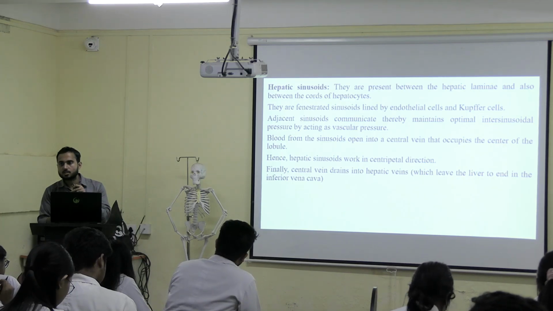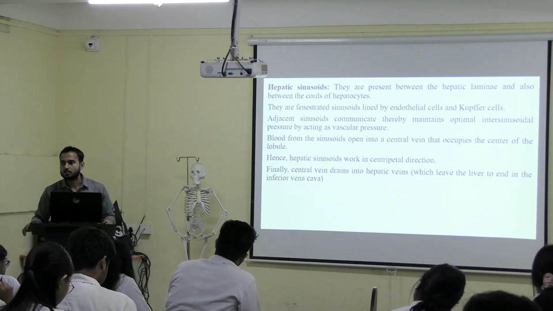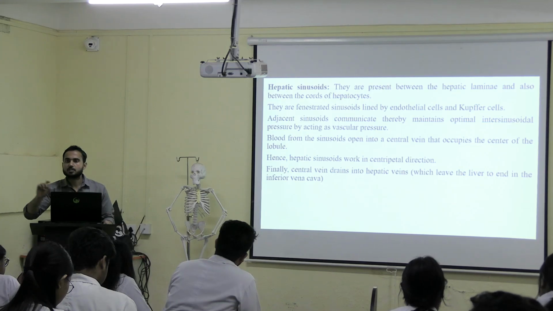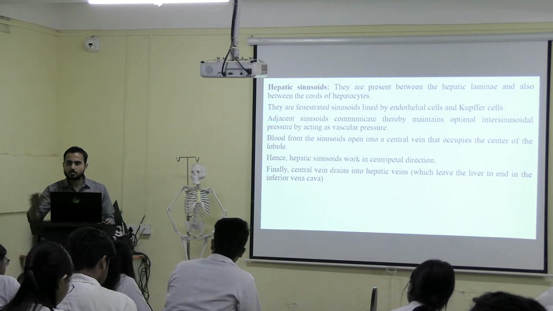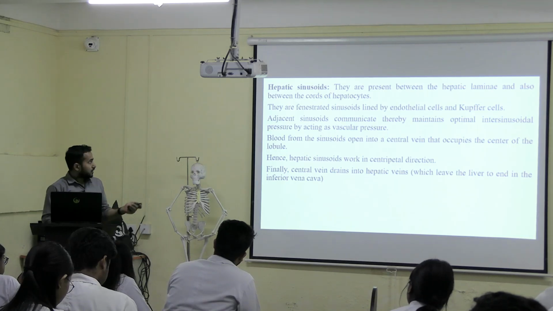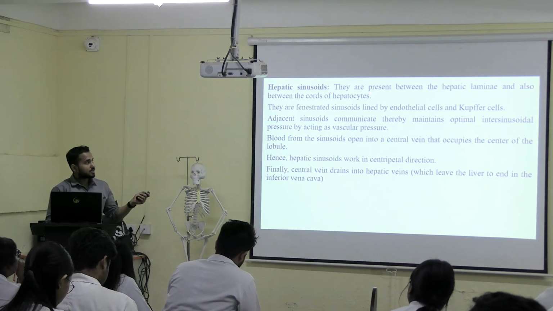Okay, why discontinuous? Because here the endothelium cells are not continuous with each other. Suppose one endothelium, then a little gap, then another endothelium. That's why it is also called as discontinuous. So these are the sinusoids, and in sinusoids the velocity of the blood is very less.